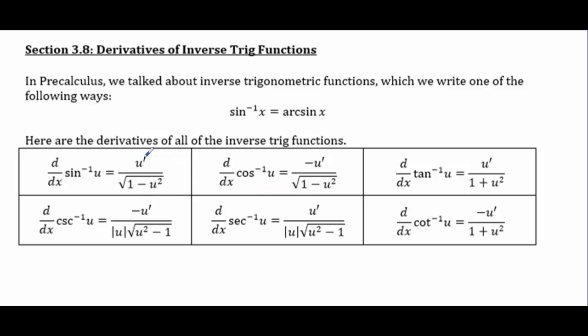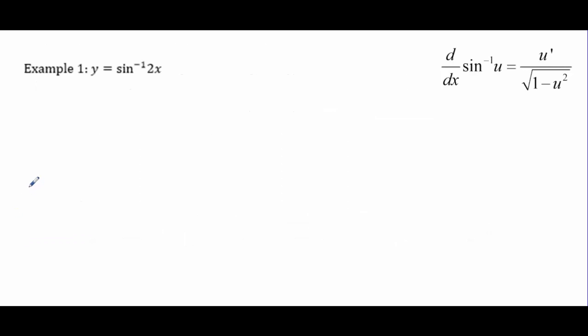If you're trying to memorize these, sine and cosine are similar, just sine is positive, cosine is negative. Tangent and cotangent are the same, just one is positive, one is negative. And the same for secant and cosecant. So there are some tricks to help you memorize them if your teacher is making you memorize them. So we're going to do some examples.